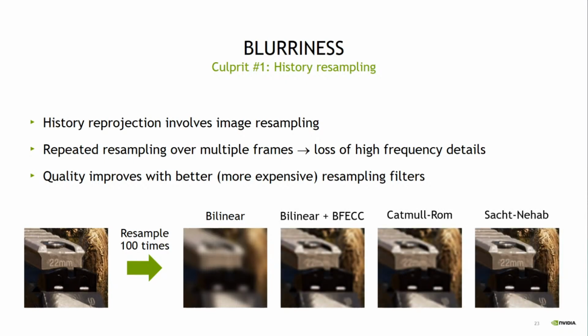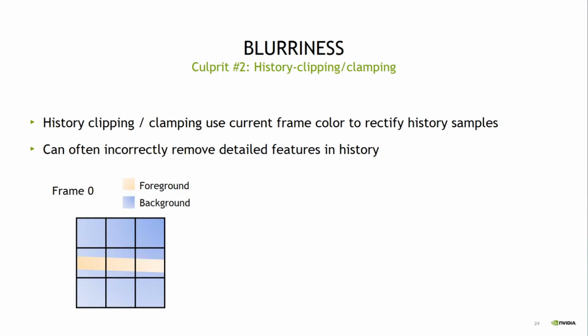The quality improves with better and more expensive resampling filters. With an advanced filter like SAC-NIHAP, there's almost no loss in quality, but it is at the cost of some runtime performance. The second problem, which is often overlooked, is the information loss during history clipping or clamping.